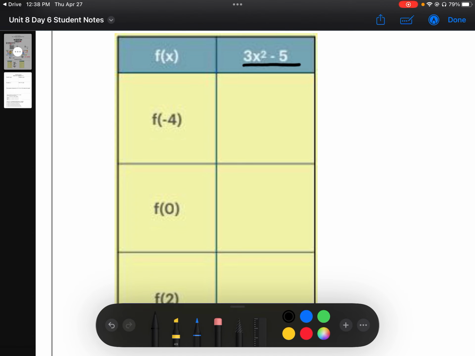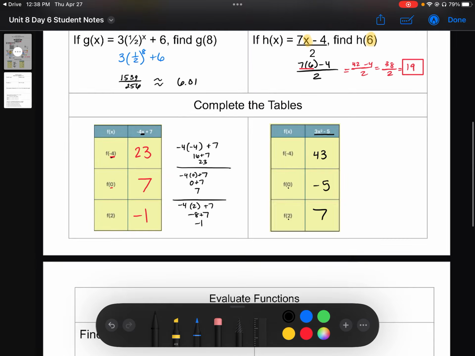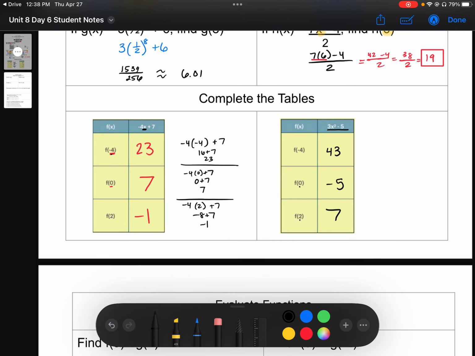All right, here's what I got. I got 43. For the input of 0, I got negative 5. For the input of 2, I got 7. Flip to the next page when you're ready.